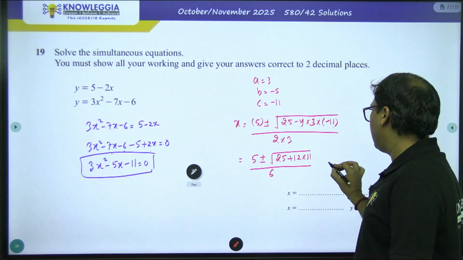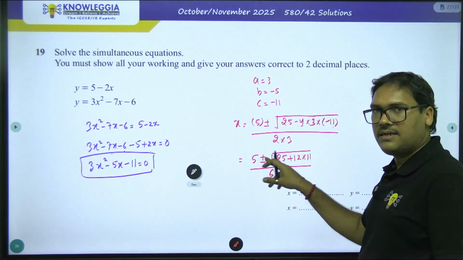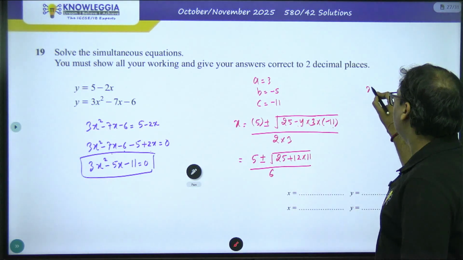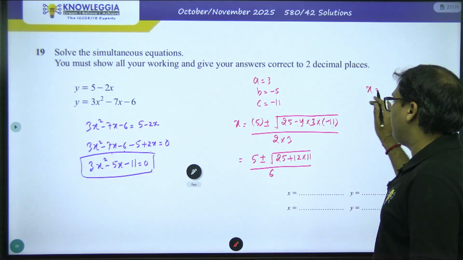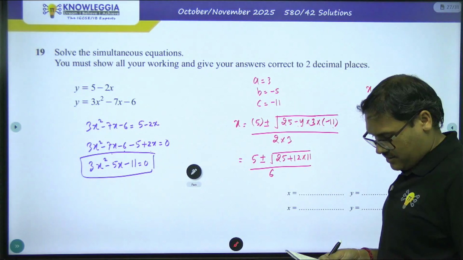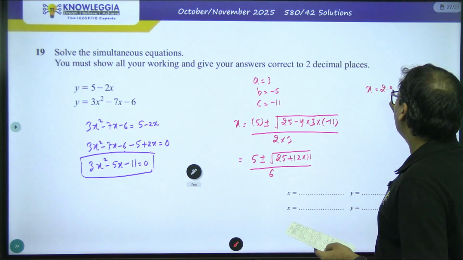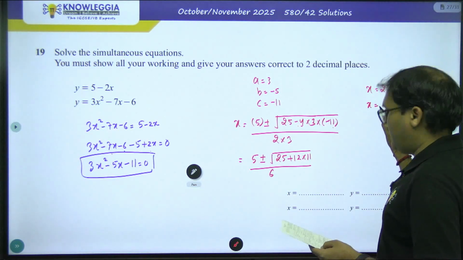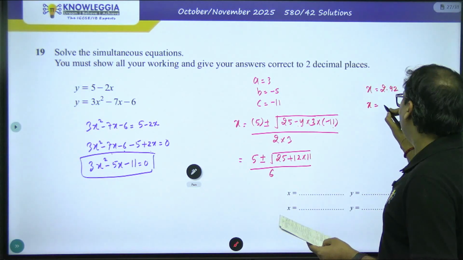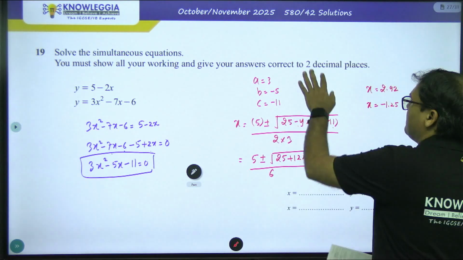Now you can just plug in the values in the calculator. You'll get the values of x, one with the plus sign, the other with the minus sign. So if I put the plus sign and the minus sign, you'll get two values. What will be the answer? You will just check the calculation. You will find this is 2.92. One value is 2.92, and the other value is minus 1.25, correct to two decimal places.